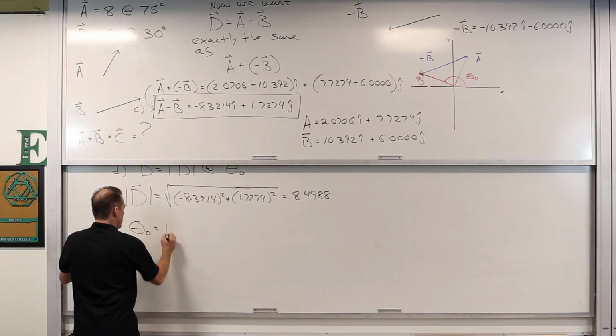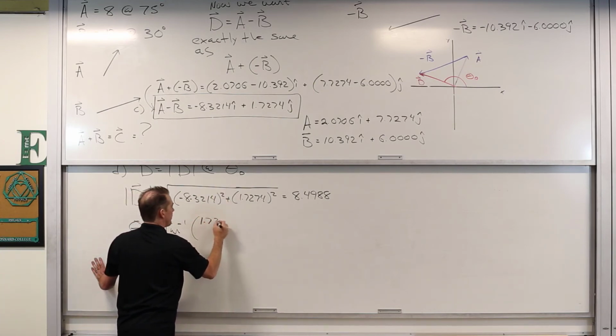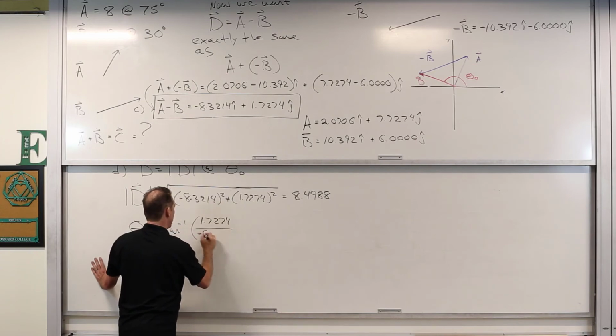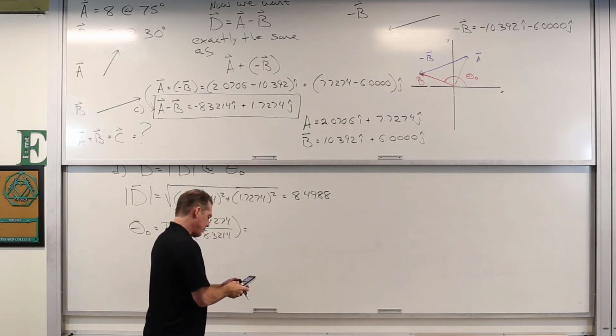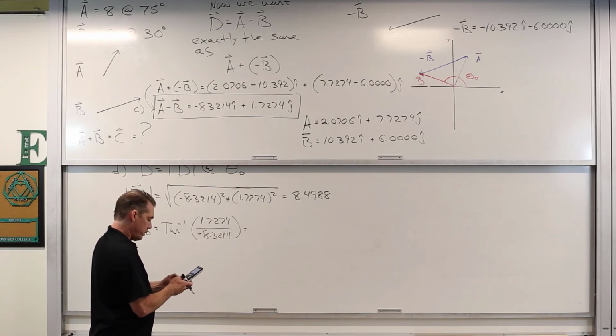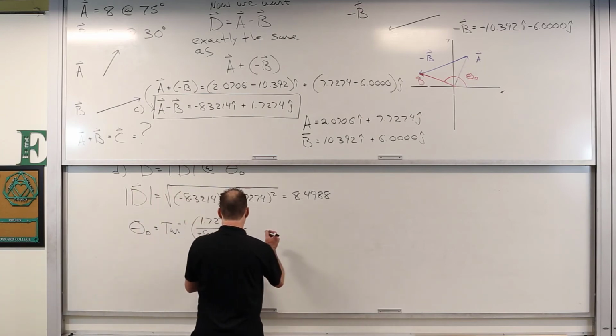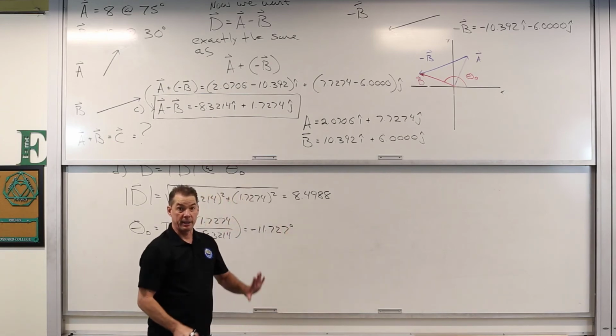Theta sub d is gotten by, again, looking at the arctangent of d sub y over d sub x, which is 1.7274 divided by negative 8.3214. And we stick that in our calculator, the arctangent of 1.7274 divided by negative 8.3214. And my calculator gives me negative 11.727 degrees. There's what my calculator gives me, right?